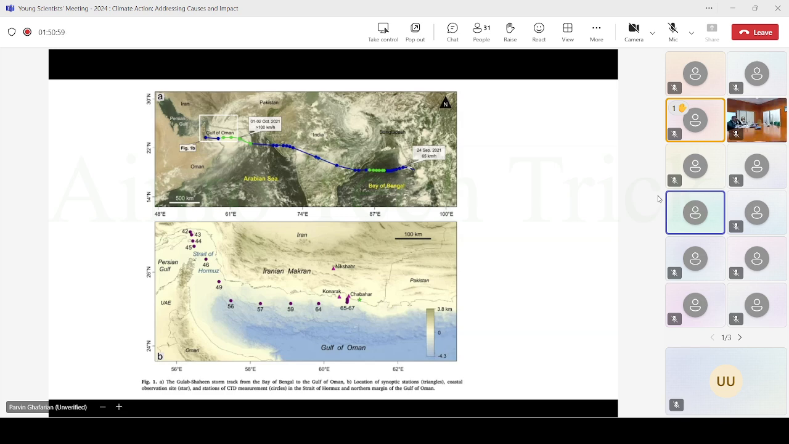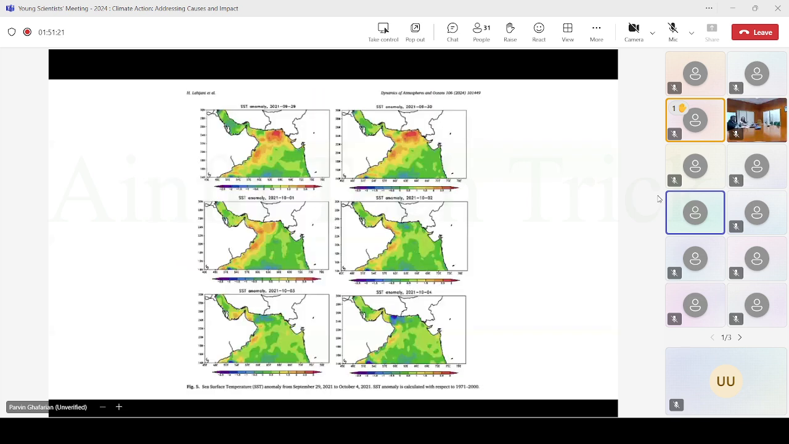We analyzed the impact of Cyclone Shaheen on the northern shelf of the Gulf of Oman in Iran. Before Cyclone Shaheen passed on September 29, sea surface temperature in the northeast of Gulf of Oman were around 31 degrees Celsius, and near Chabahar located in this area, they were about 29 degrees Celsius.